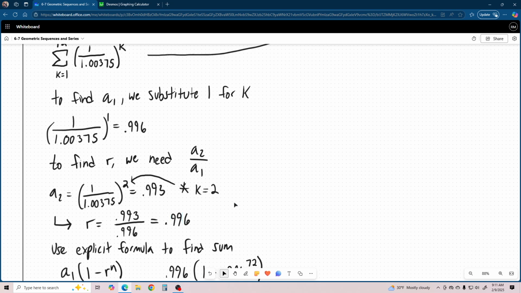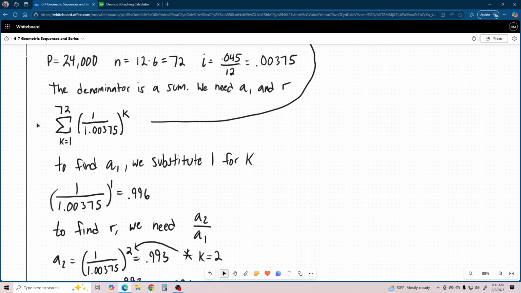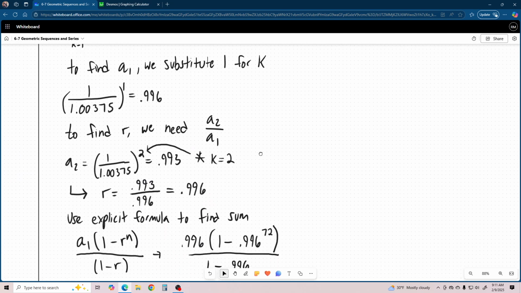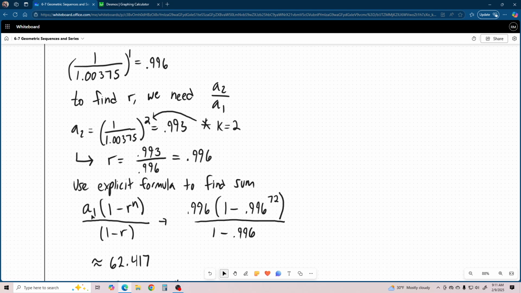So, all right, now we can use our explicit formula to find the sum, right? If we want to find this, we can use our explicit formula now. We know that a sub 1 is 0.996. We know n is 72. And we know r, which we just found, is 0.996. So our a sub 1, 0.996, times the quantity 1 minus 0.996 to the 72 over 1 minus 0.996.